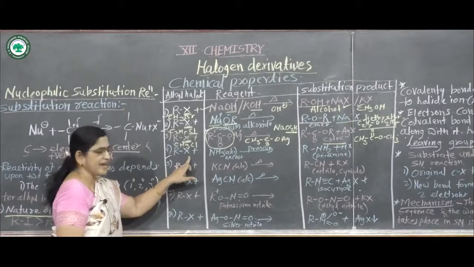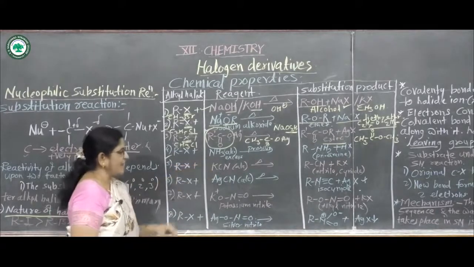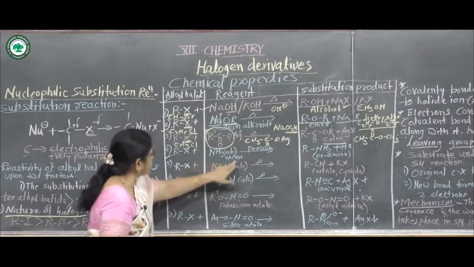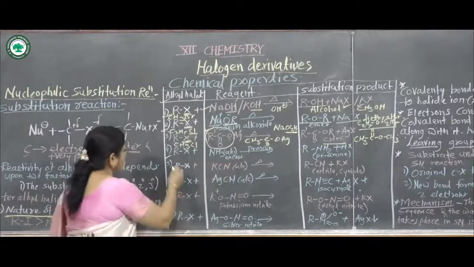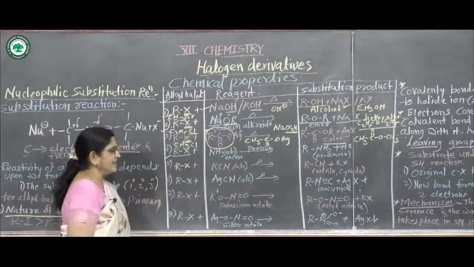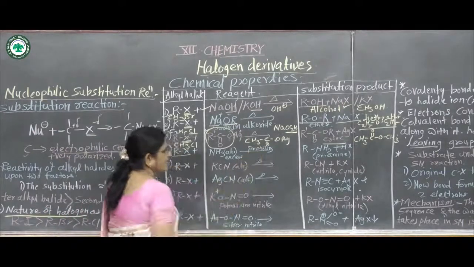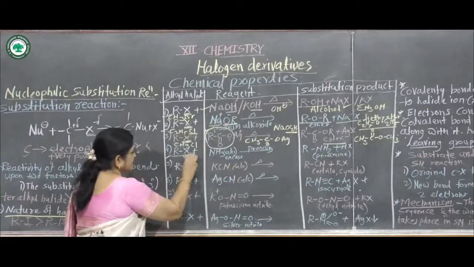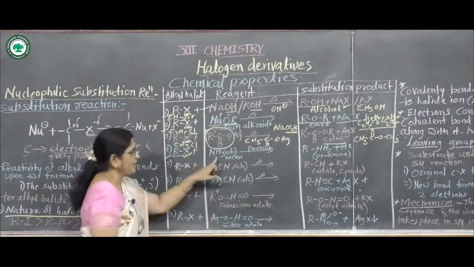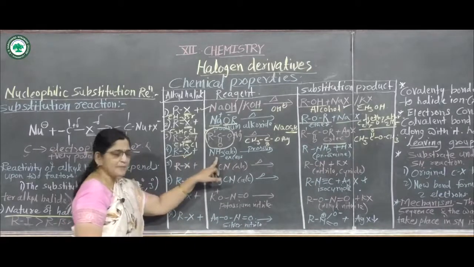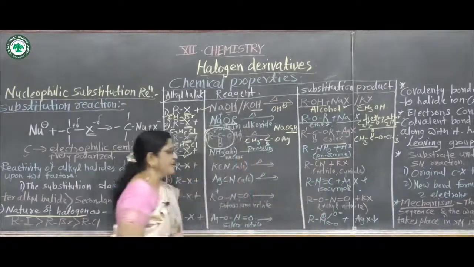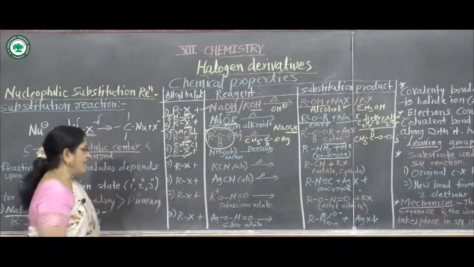RX means alkyl halide. If this reacts with ammonia, alcoholic ammonia, in excess of ammonia, if it reacts with alkyl halides under pressure, then which product does it give? RNH2. In this reaction, this X gets replaced by the NH2 group, that means primary amine group, and it forms the product primary amine plus hydrogen halide.